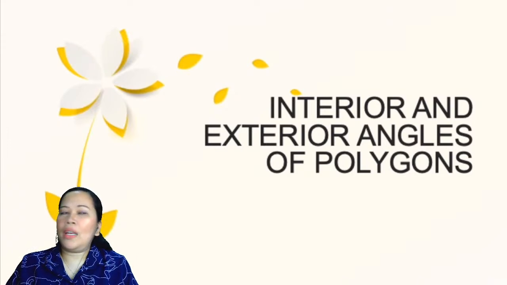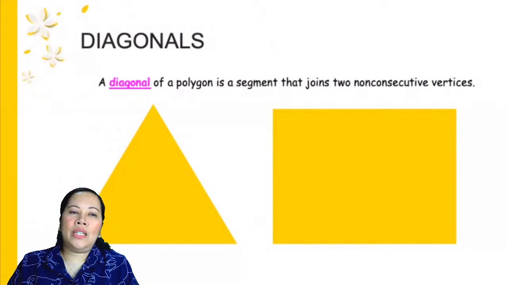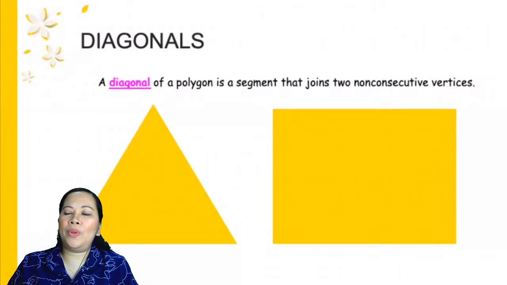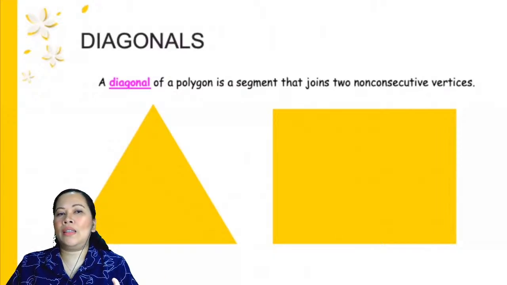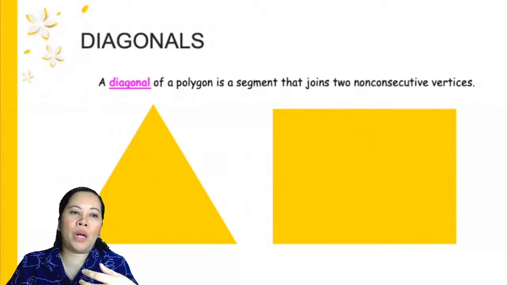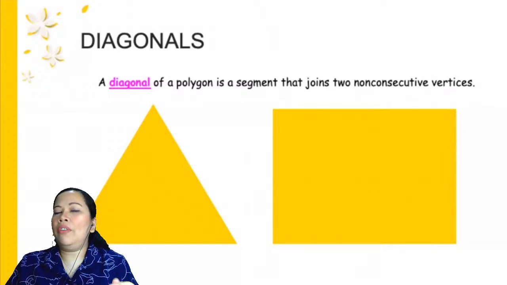Before anything else, we first identify and describe what a polygon is. A polygon is a 2D shape. Like for example this one, this is a 2D shape. It's made up of straight lines. It has sides. So those are your polygons. They are flat and closed. So these are examples of polygons.